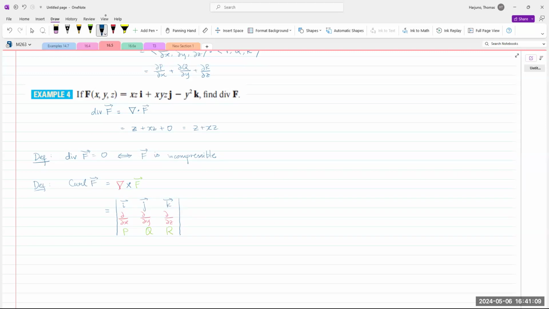Okay, which then if we do the cross product, it will give us in the first position the x component, that will be ∂R/∂y minus ∂Q/∂z. Okay, the second component will be the negative of ∂R/∂x minus ∂P/∂z.